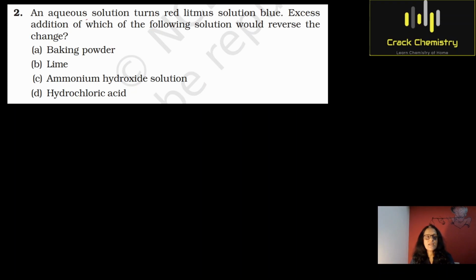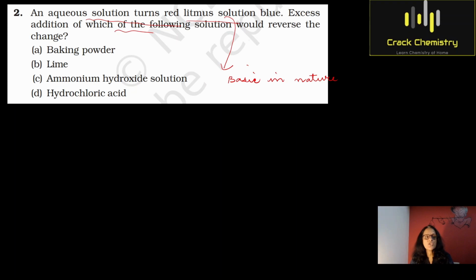Exemplar problem 2 says that an aqueous solution turns red litmus solution blue. So students, if an aqueous solution turns red litmus blue, it means this solution is basic in nature, because bases turn red litmus blue. Now, excess addition of which of the following solutions would reverse the change? This question is also an example of a neutralization reaction. You have to reverse the change, which means you have to add a substance which is acidic in nature. So an acid will neutralize a base.